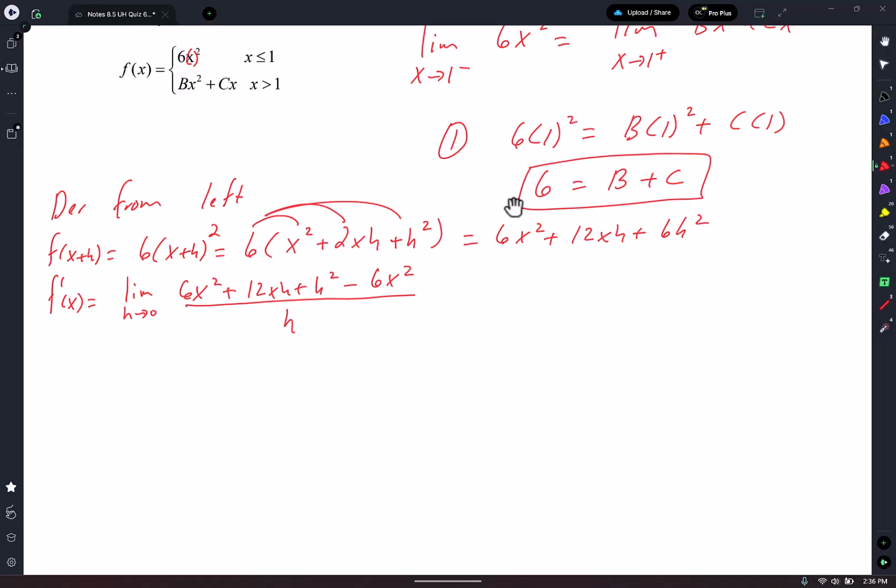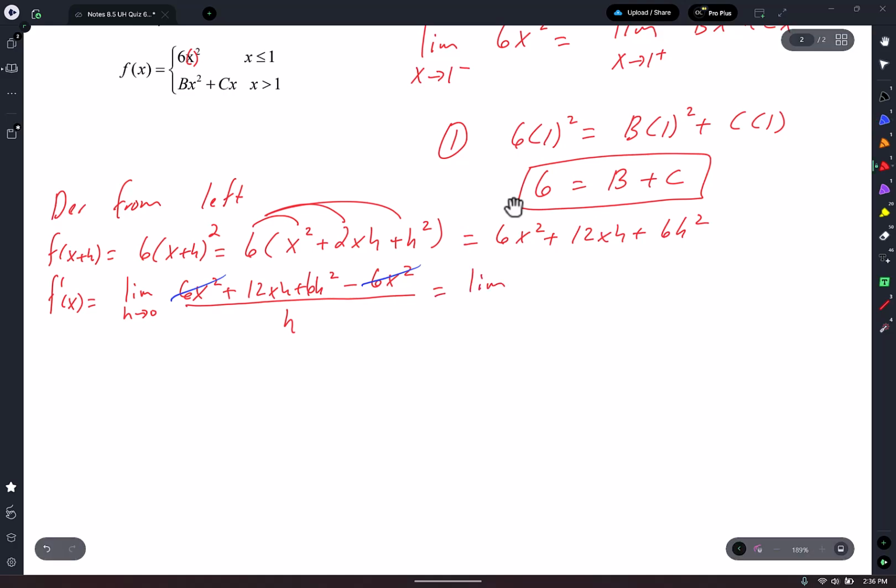What? Did I mess up somewhere? Oh, plus 6h squared, yes. I said it, but I didn't write it. Okay. All right, here we go. The 6x squared is 0 out. Bam, bam. And then what can I factor out?